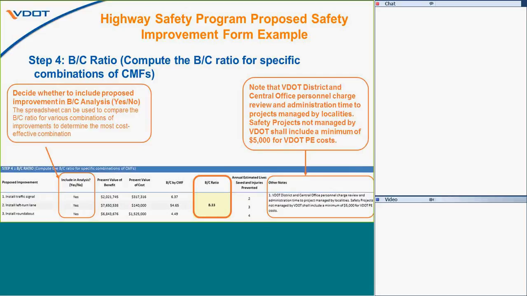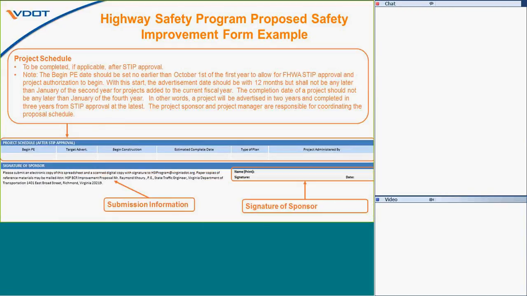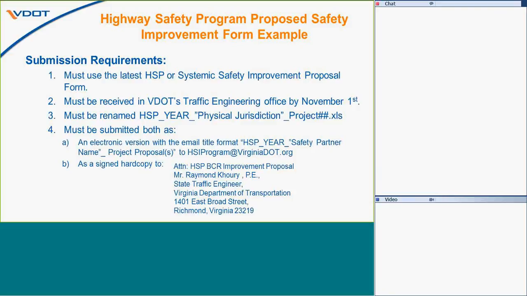And I did mention that final note too. There is $5,000 added to PE costs for processing the HSIP applications. That's what is initially submitted. After a project is approved and is included in the STIP, they provide this additional information that helps with the project schedule. In the interest of time, I'll just refer to the manual for some of those requirements and the submission information. But just note that this is something that, once a project is approved, has to be filled out as well.